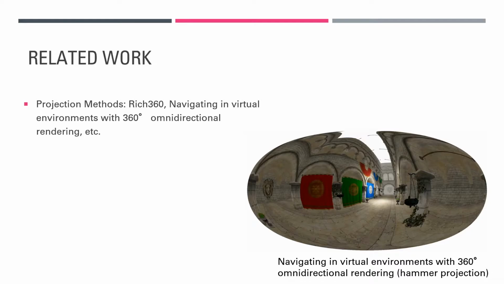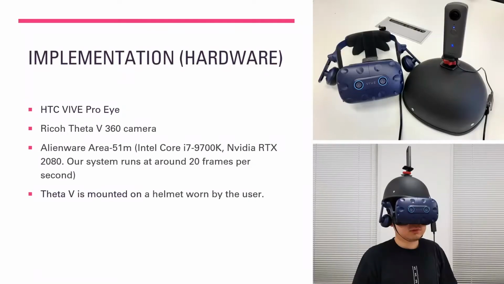Okay, let's move to the implementation part. About the hardware, the prototype consists of a Vive Pro Eye embedded with eye trackers and a Ricoh Theta V 360 camera mounted on a helmet worn by the user. And to run our system, we use an Alienware Area 51 placed on the desk, and our system runs at around 20 frames per second.